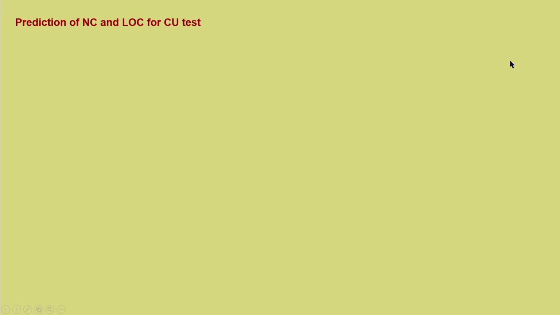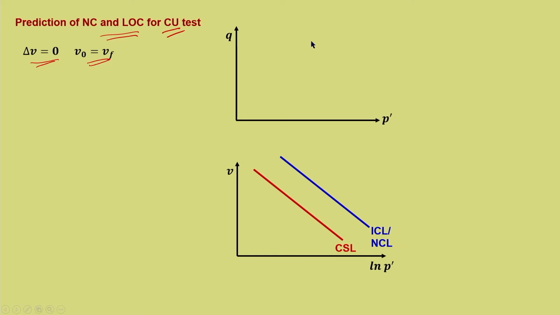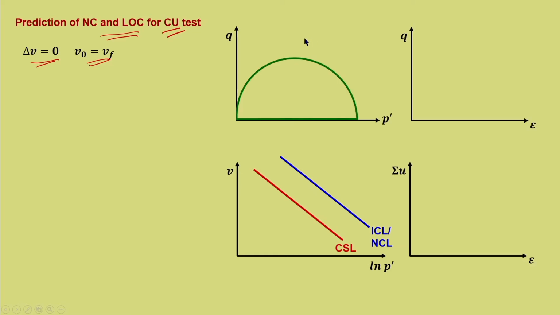Now, prediction of normally consolidated LOC for CU test. Initially it was CD test, now it is CU test. Most of the discussions remain the same, only thing is the volume change is replaced by excess pore water pressure generation. And this is again a prominent point. We know there is no volume change, so delta V is equal to 0, and V naught is equal to Vf. So, this is a very important clue for solving the problem. In later lectures, while we try to solve the problem, that V naught equal to Vf assumption is important. So, again it is the same response.